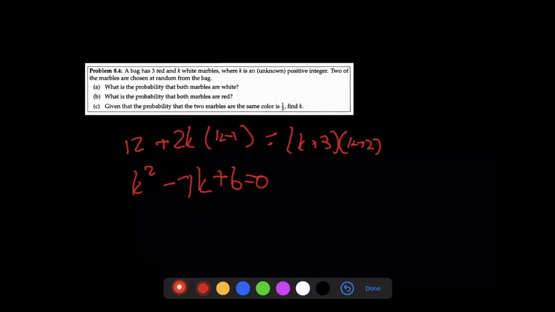You can try multiplying all of this out and simplifying it yourself to get this, but it's a lot of messy algebra. This factors to k minus 6 times k minus 1 is equal to 0, which means k is equal to 6 or 1. And both work.